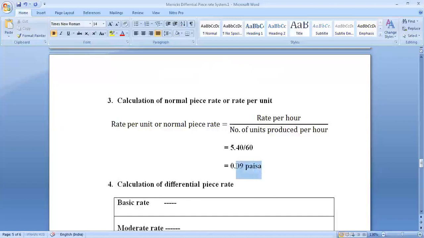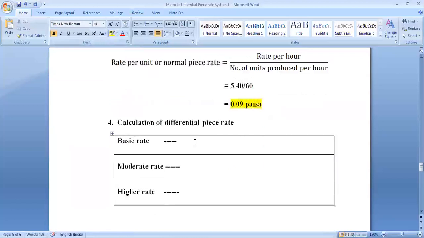0.09 paise. So this is the piece rate we have identified. The piece rate is 0.09 paisa. Okay. Now calculation of differential piece rate. So we have 3 stages now. We have to calculate the differential piece rate. Let us see how to find out the piece rate.